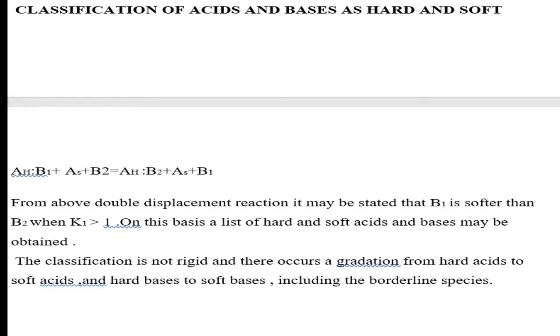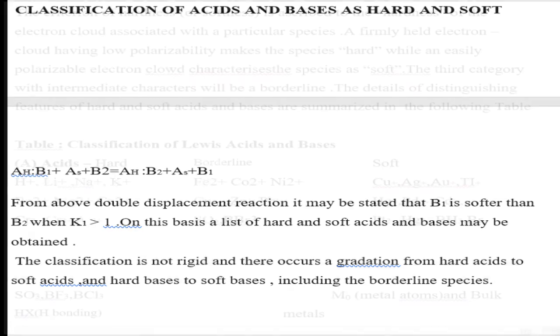Now you should know that this classification is not rigid, and there occurs a gradation from hard acids to soft acids and hard bases to soft bases, including the borderline species.